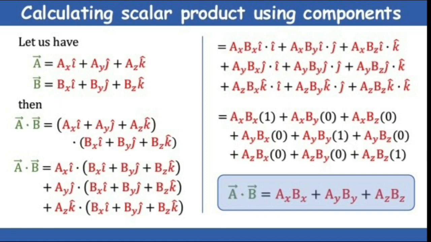Now the next step is to expand this. That means taking AX i, you have to take the dot product with BX i plus BY j plus BZ k. Then with AY j, again the dot product, like that you have to expand it. So that's how we have the next step: AX i dot (BX i plus BY j plus BZ k) plus AY j dot (BX i plus BY j plus BZ k) plus AZ k dot (BX i plus BY j plus BZ k). Now again expand term by term.